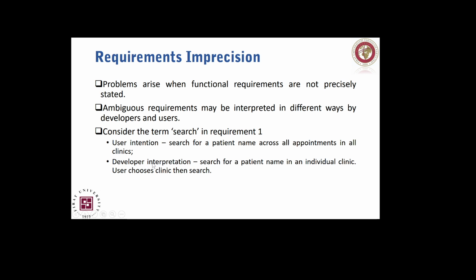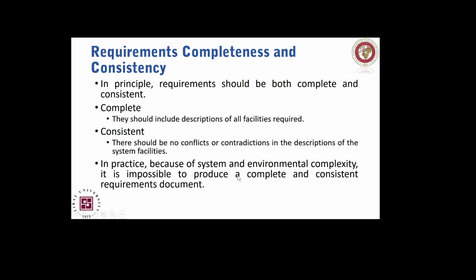The developer's interpretation, maybe the developer will think of it this way: I will search for a patient name in an individual clinic, and I choose which clinic to search, not all of them at once. So I can search all of them, but picking one by one. And this may be a problem. This kind of interpretation may be a problem. This is an imprecision usually available in requirements while developing software.